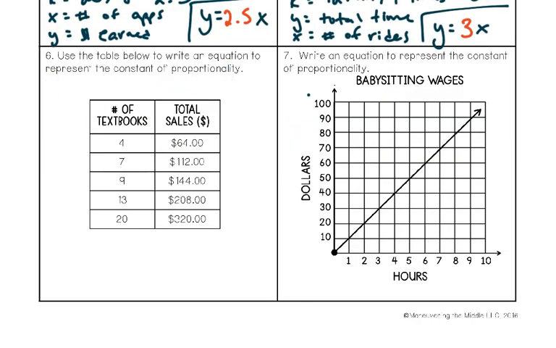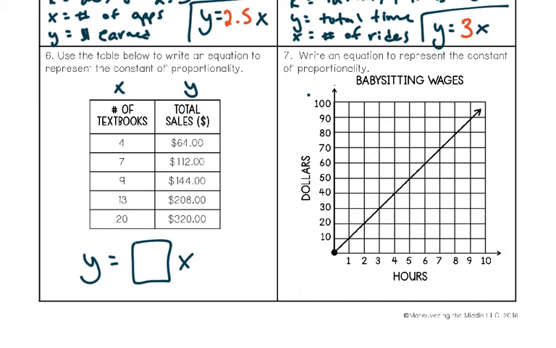Let's look at our last two on this page. It says use the table to write an equation to represent the constant of proportionality. So you're given a table. X is going to be the number of textbooks, and Y is going to be the total sales. So Y is our total. Y, our total sales, equals the unit rate, or the constant of proportionality, times our X, or the number of textbooks. So what is the dollar amount per one textbook is what we're looking at here.